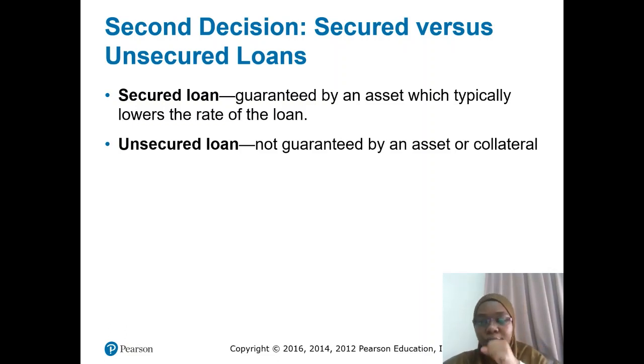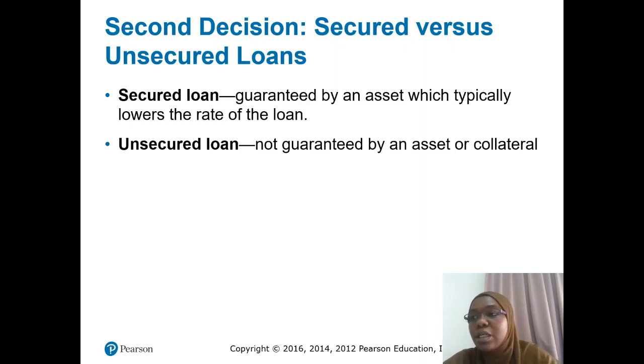Another decision, which is the second one, apart from deciding whether you want to go for the single payment loan or the instrumental loan, is the security of the loan. Do you want to go for a secured loan or an unsecured loan? Secured loans are guaranteed by an asset, which typically lowers the rate of the loan. For example, you have to provide something as collateral, right? It could be property, it could be anything, depending on the terms and conditions of the contract. Or you want to go for an unsecured loan, which is not guaranteed by any asset or collateral.